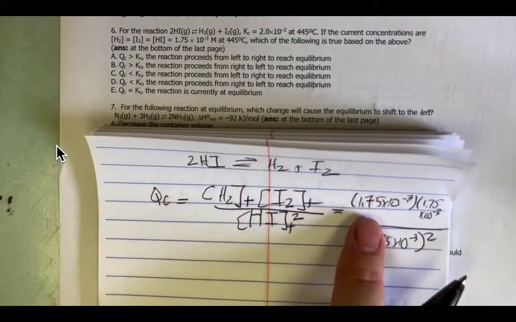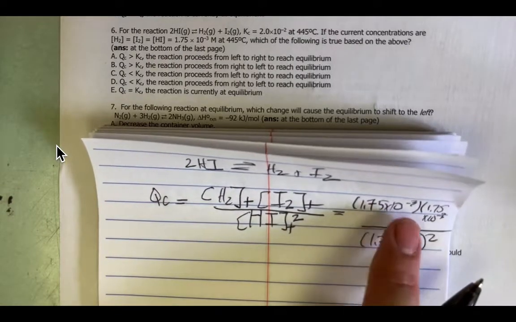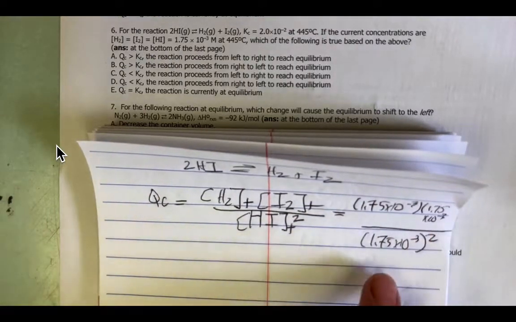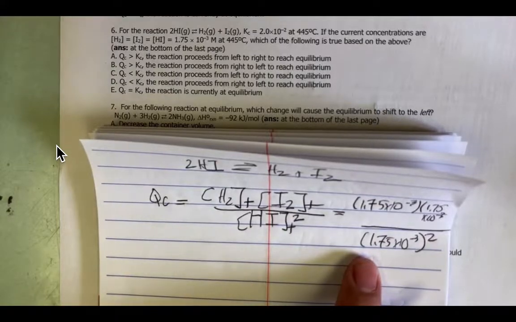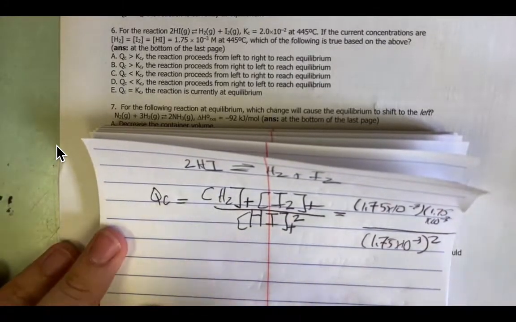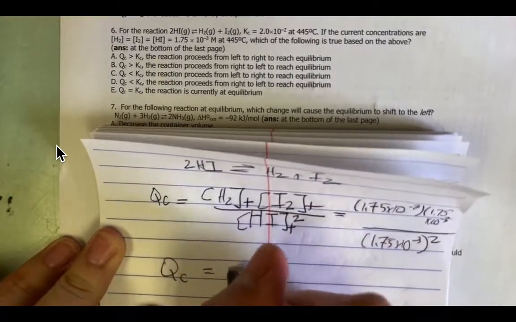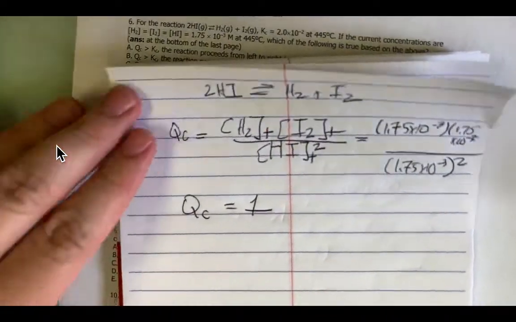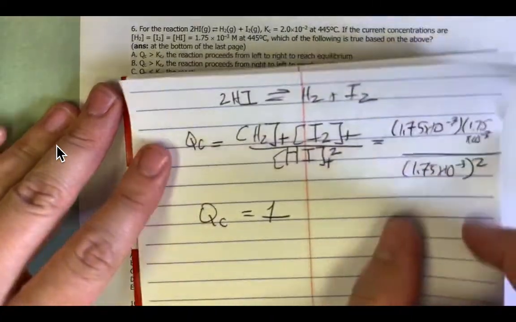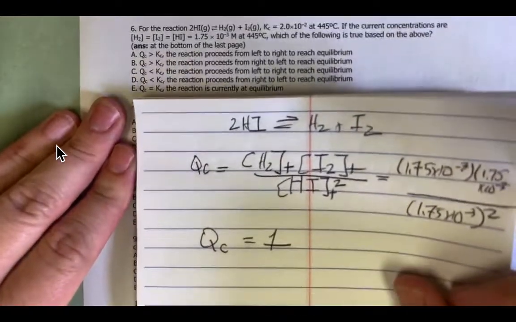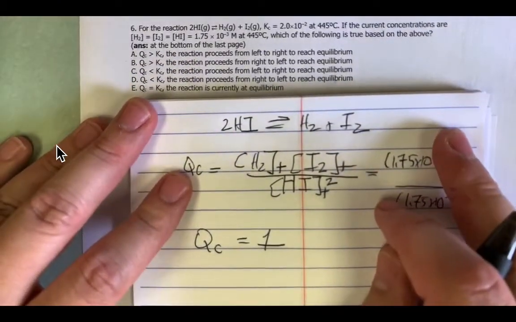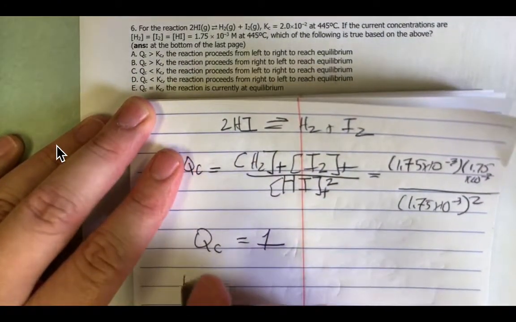Okay, and this ends up as 1.75 times 10 to the minus 3 times 1.75 times 10 to the minus 3 divided by 1.75 times 10 to the minus 3 squared. So my QC here has a real simple form. It's exactly 1. Again, I like to use a number line to figure out which way we need to shift. It's a good mnemonic to do that.